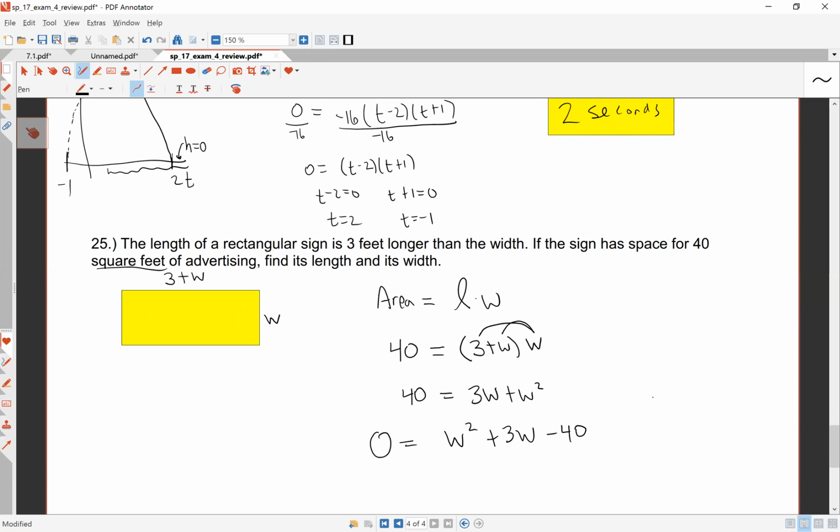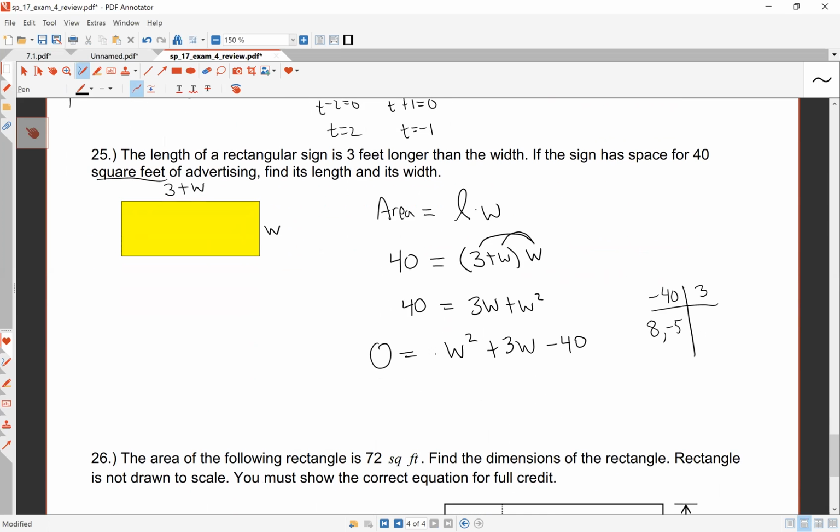And so now we use the AC method. Product of two numbers that's negative 40, that adds to 3. 8 and negative 5 are the numbers. 8 times negative 5 is negative 40, and 8 plus negative 5 is 3. When the leading coefficient is 1, all you have to do is put them into their place, w plus 8, w minus 5, and now we set those two equal to 0.